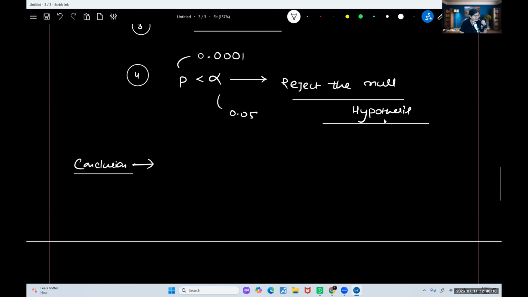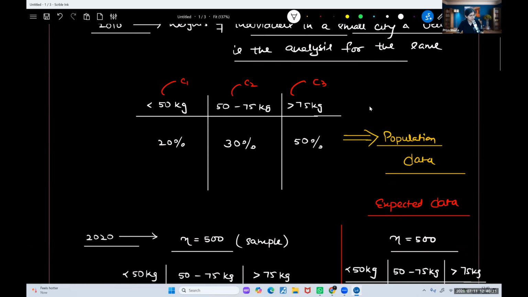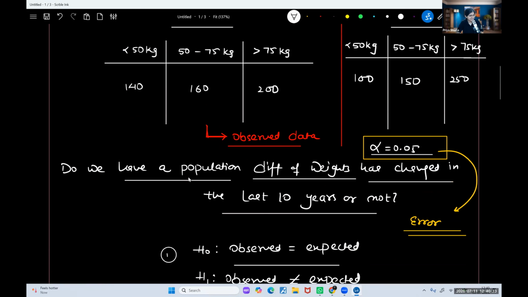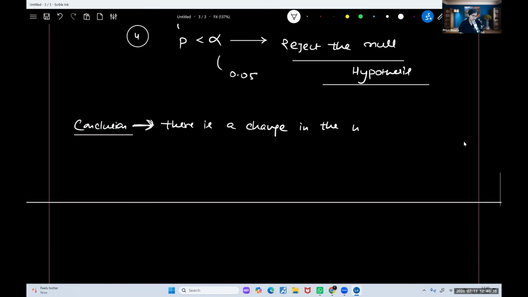You are saying indirectly that there is somehow a change in the weights of individuals during the last 10 years.